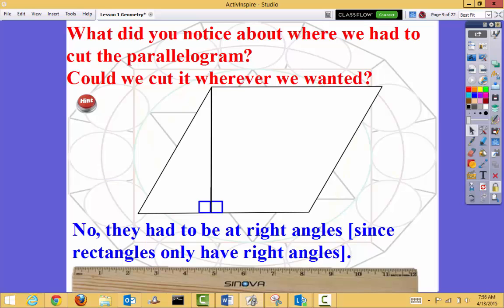There actually is another place I can cut it. It must be on my next slide that I have it. But I can't cut it wherever I want. If I cut it right here, like this, I'm not going to get those right angles. If I cut it like this, I do get right angles. And I can move this part over here, and it will make a rectangle.